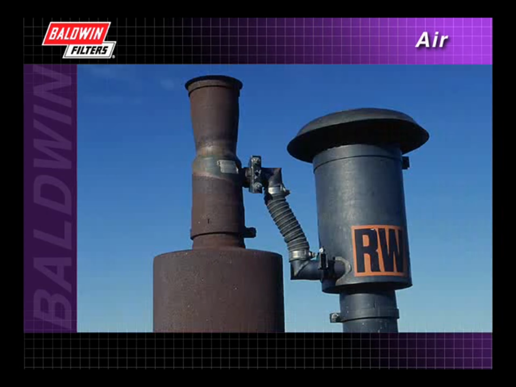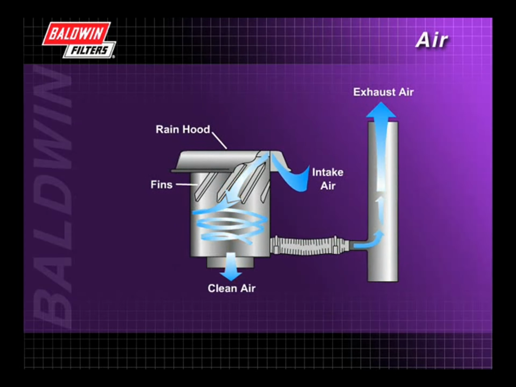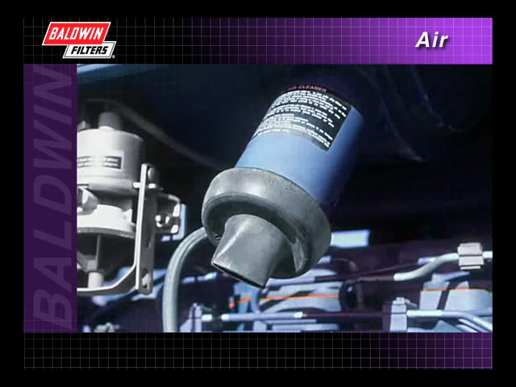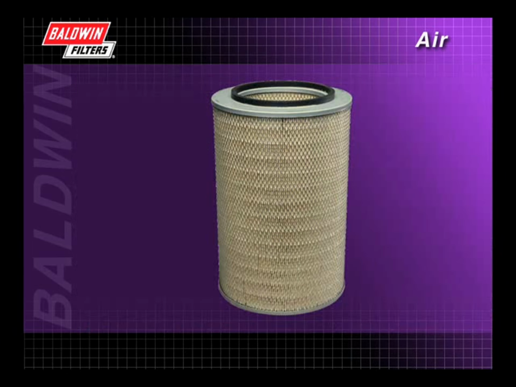The most common type of pre-cleaner uses stationary fins that swirl the air. This causes the heavier particles to separate out and collect in a trap where they are removed by a dust ejector valve or some other means. While pre-cleaners are very helpful in air filtration, they can't trap all of the dirt. That brings us to the heart of the air filtration system, the filter element itself.